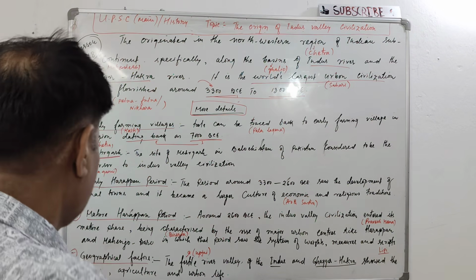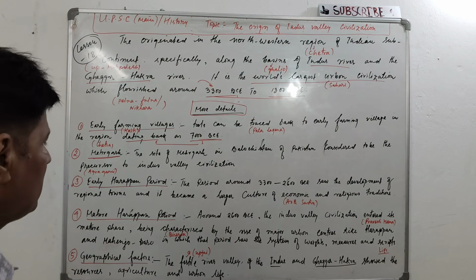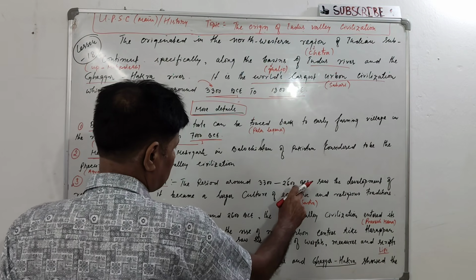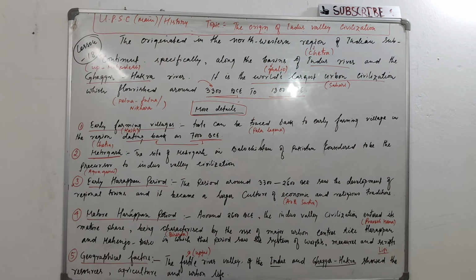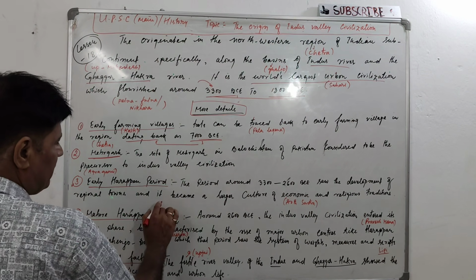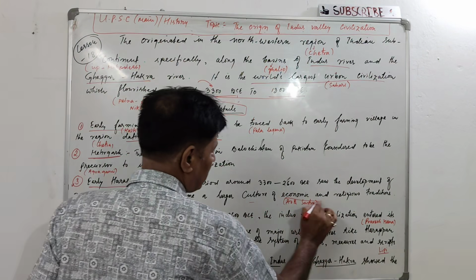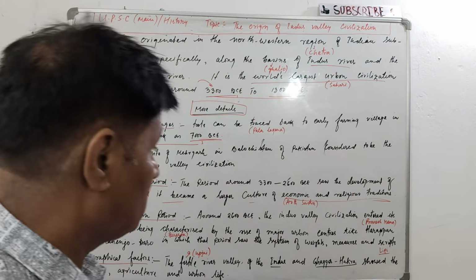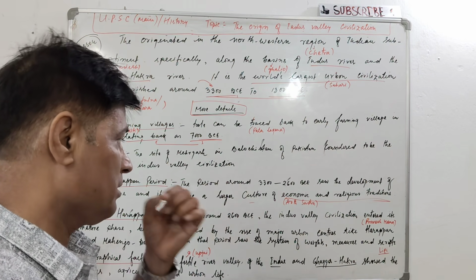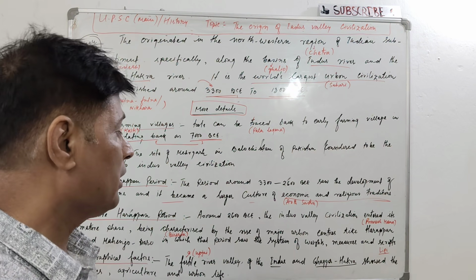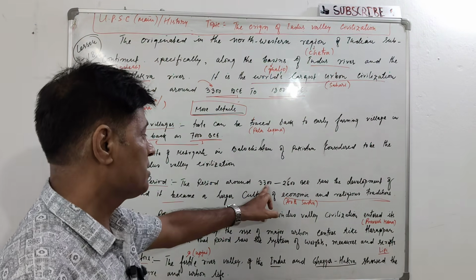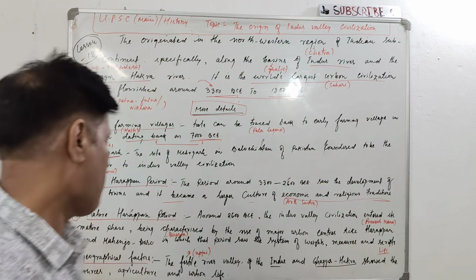Number 3 point, the early Harappan period, around 3300 BCE to 2600 BCE, showed the development of regional towns, which flourished and became a larger culture of economic and religious traditions. The Harappan civilization, a part of the Indus Valley civilization, showed this growth and cultural development of economic and religious traditions from 3300 BCE to 2600 BCE.